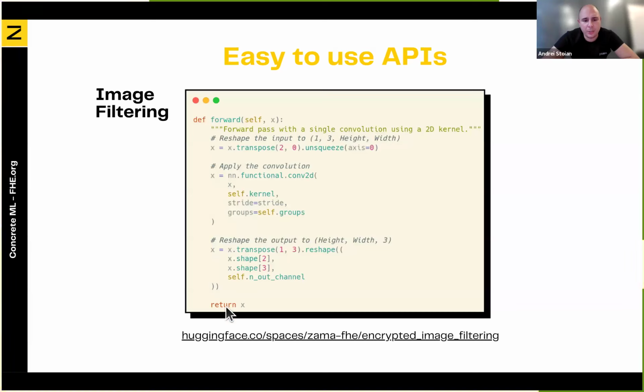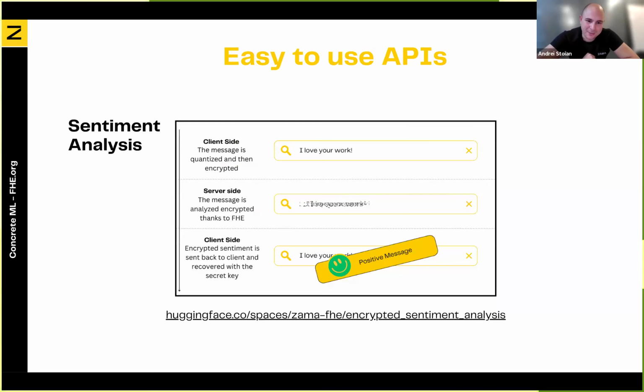And then you take the image and you put it back into what the web page, the application expects in order to display it. So you take this function and you compile it, and then that's it. And you get an image filtering application. So let's look at some more complex ones.